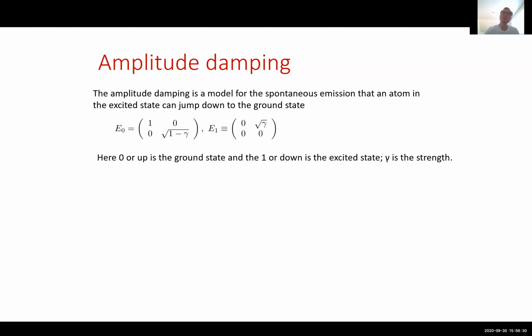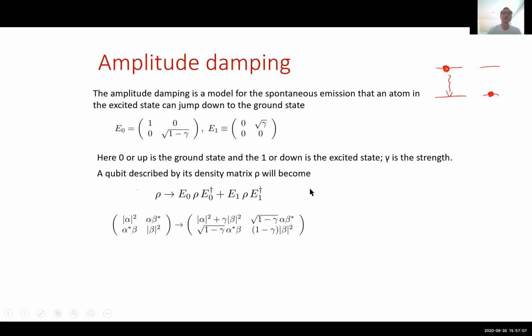I just want to mention other errors that can occur in physical reality. So for example, you have an atom in the excited state, it can decay into the ground state. This was not contained in the Pauli error. This is called amplitude damping. So it describes an excited state dropping to the ground state, described by this operator. And the gamma parameter is the strength of the decay. And as I said, you can write the transformation of the rho undergoing the channel this way, and you can basically take how the 2x2 density matrix transforms.